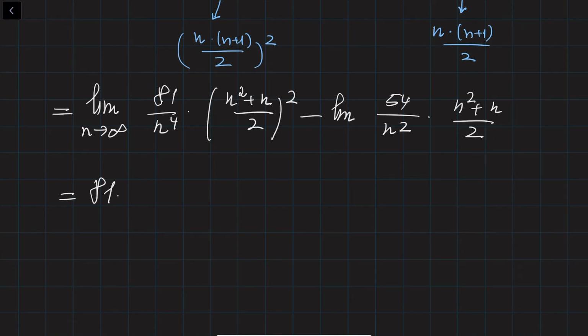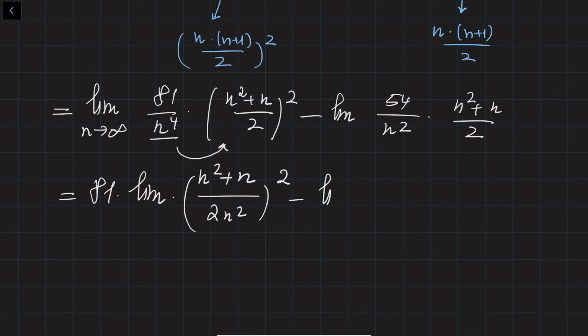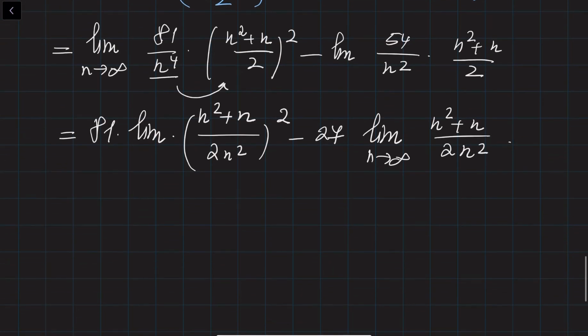So 81 times the limit of, this n to the power of 4 can go inside this bracket as n squared. So it's going to be n squared plus n divided by 2n squared, minus the limit of, so let me take 54 out of 2, so 27 out of the brackets. It's going to be the limit of, n goes to infinity, n squared plus n divided by 2n squared. So let's evaluate these limits.